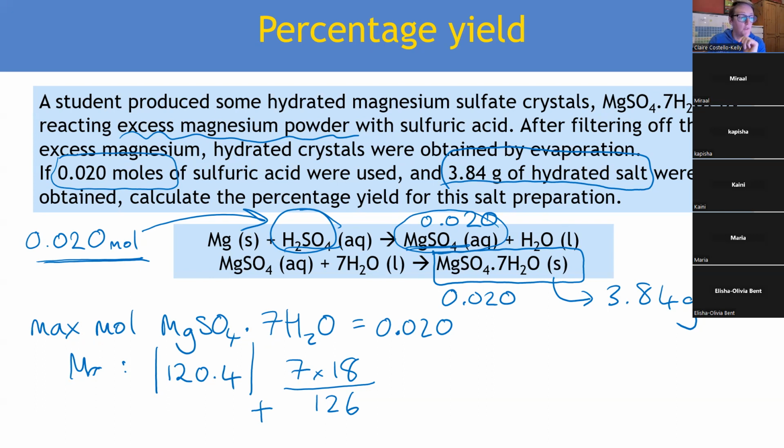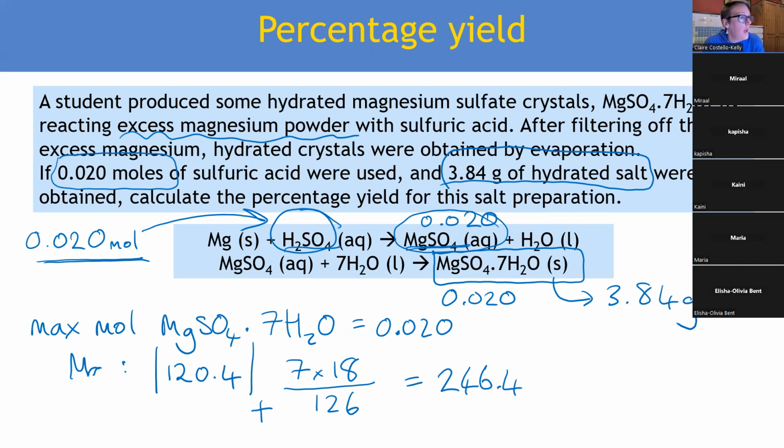Why do I do 7 times 18 instead of 7 times 2 plus 7 times 16? Because the number of times students do 1 times 16 and they forget to times the last one by 7. So I just think of H2O as just like one thing that weighs 18 and times it by 7, and then you're much less likely to go wrong with these calculations. And so the MR is 246.4. I did these calculations earlier.